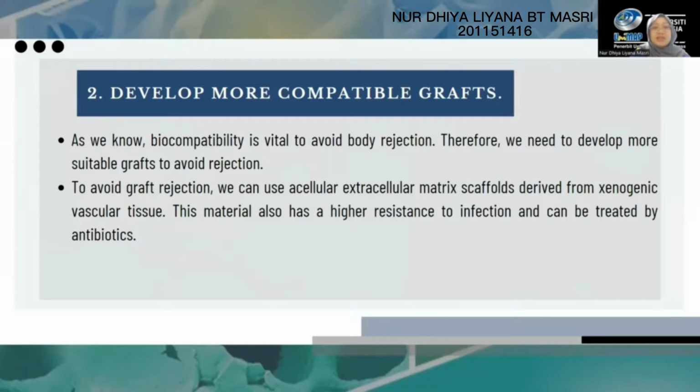So the second approach is to develop a more compatible graft. As we know, biocompatibility is vital to avoid body rejection. Therefore, we need to develop a more suitable graft to avoid rejection. We can use acellular extracellular matrix scaffolds derived from xenogenic vascular tissue. This material also has a higher resistance to infection and can be treated with antibiotics.